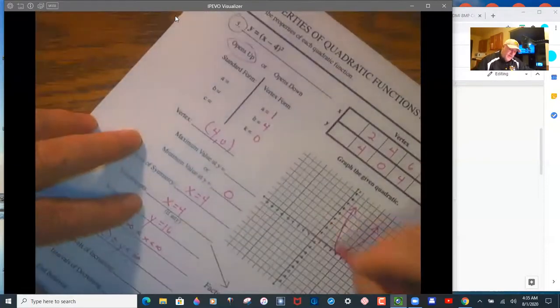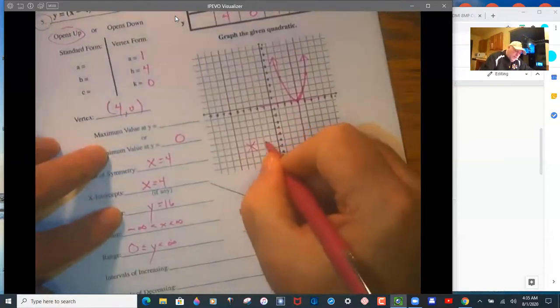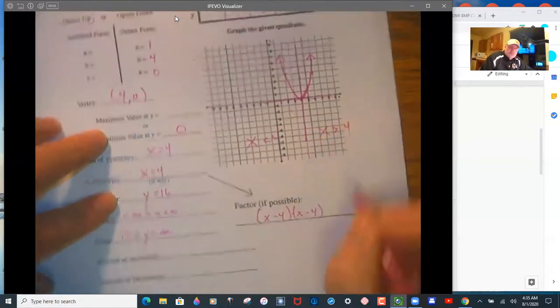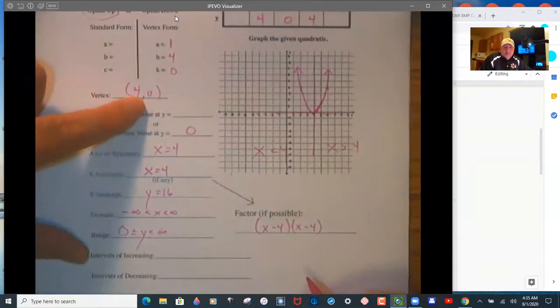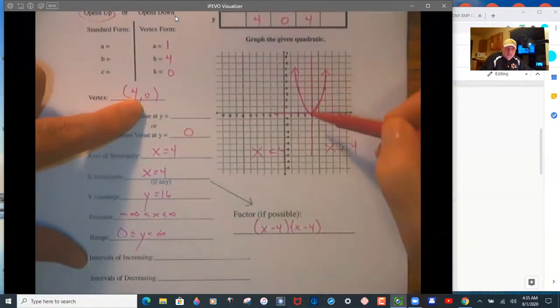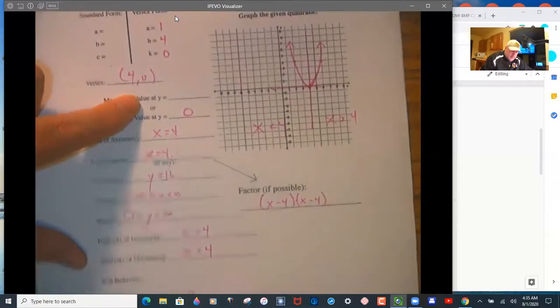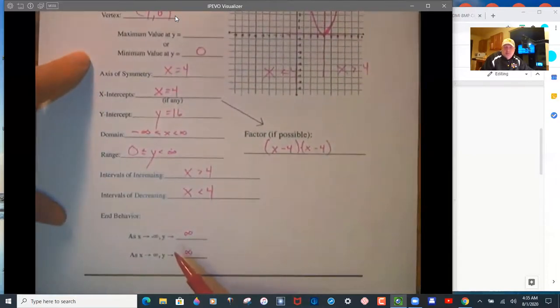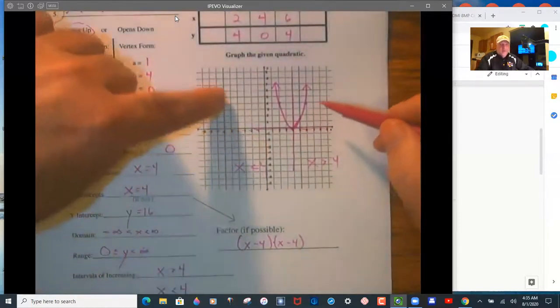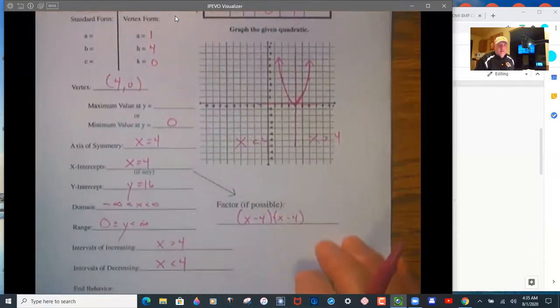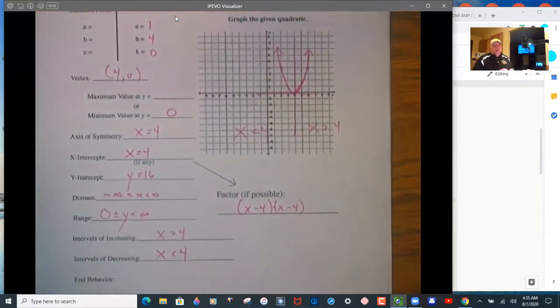Intervals of increasing, so we have to separate less than 4 and greater than 4. That 4 comes from that right there. So we're decreasing less than 4, increasing greater than 4. Once you get this, this is all pretty easy. So this just means where my y values go as the graph gets way to the left and the right. As I'm tracing way out, my y values are getting very large. So just some terminology in mathematics for you.